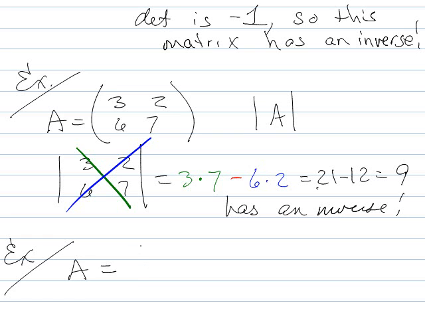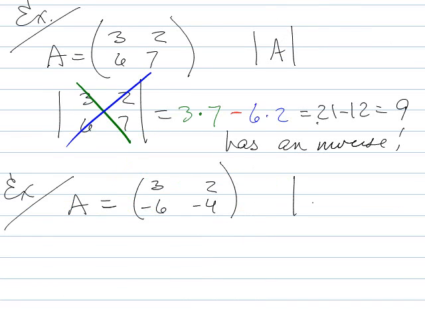What if A is 3, 2, negative 6, negative 4? And I want to find the determinant of A. 3, 2, negative 6, negative 4. I'm going to multiply this one.